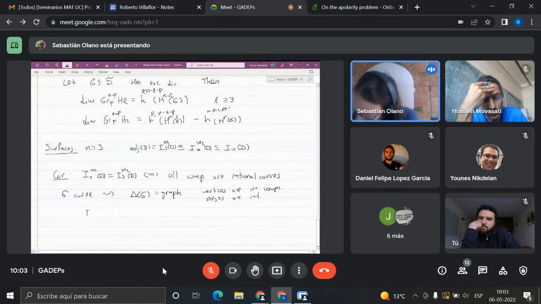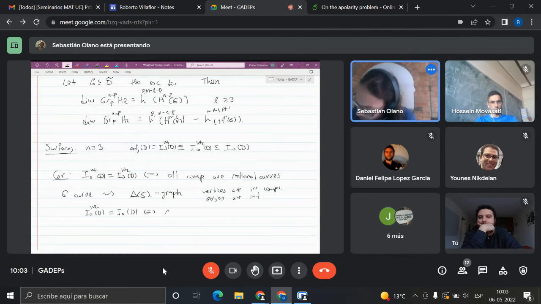And then we can interpret the second relation, I_0 weight 2 equals I_0, if and only if this graph has no cycles.